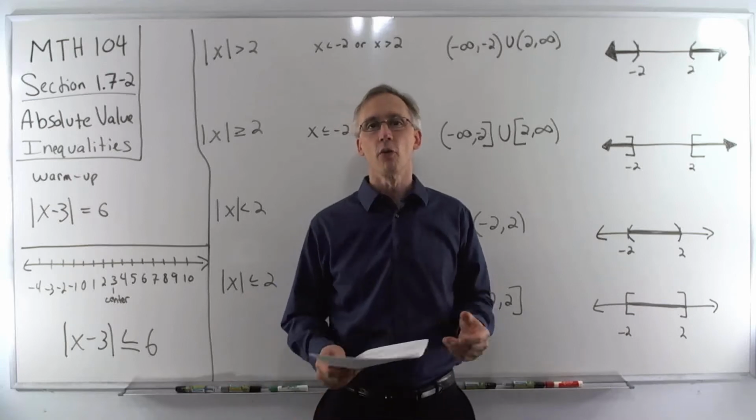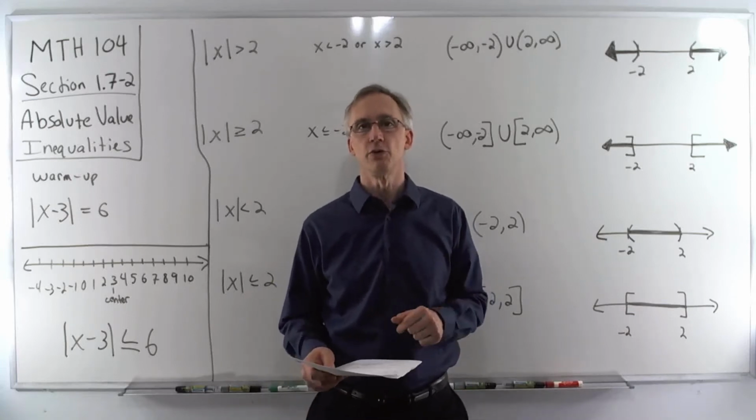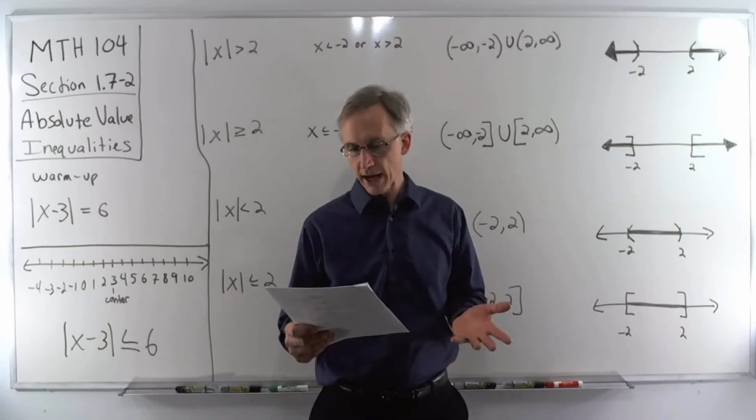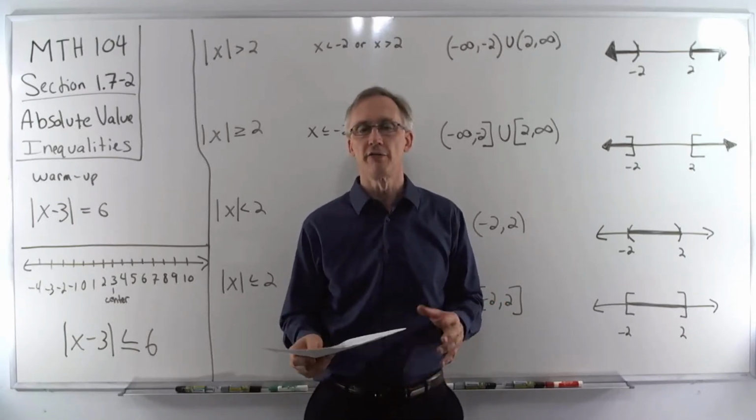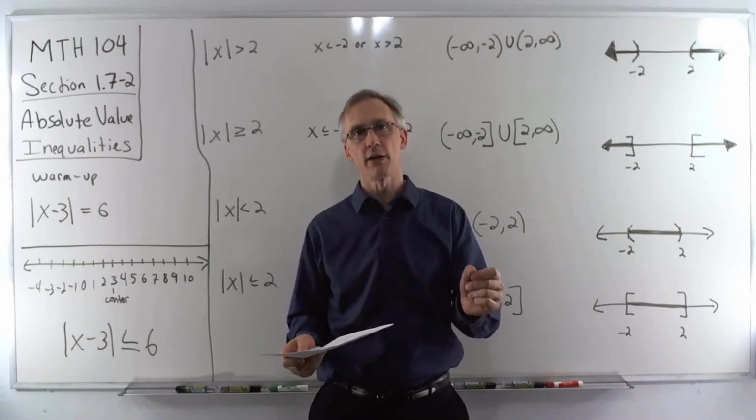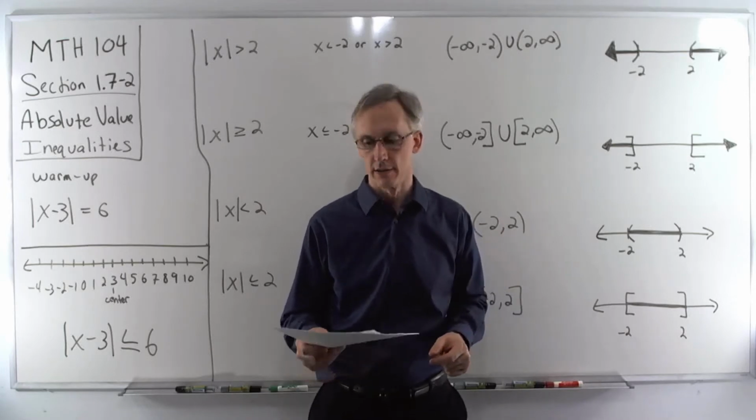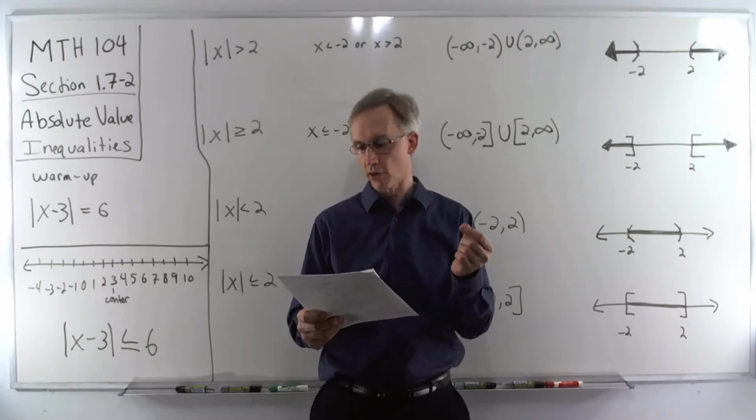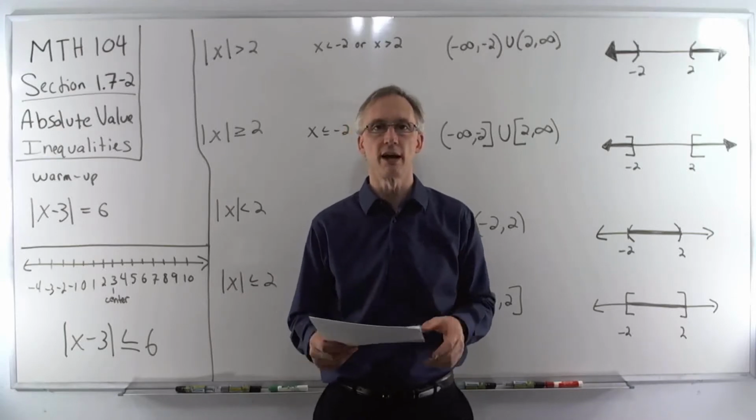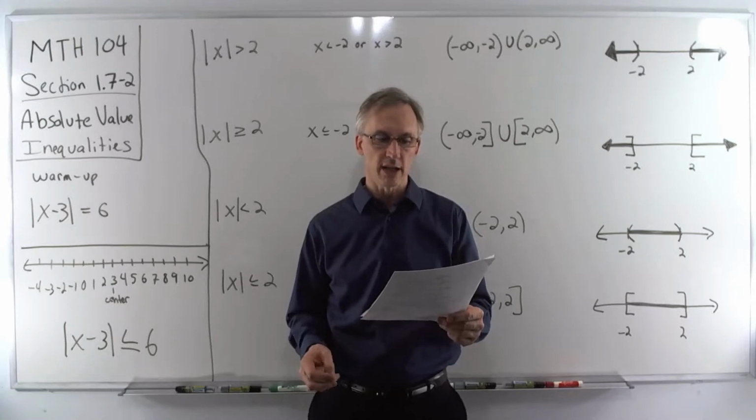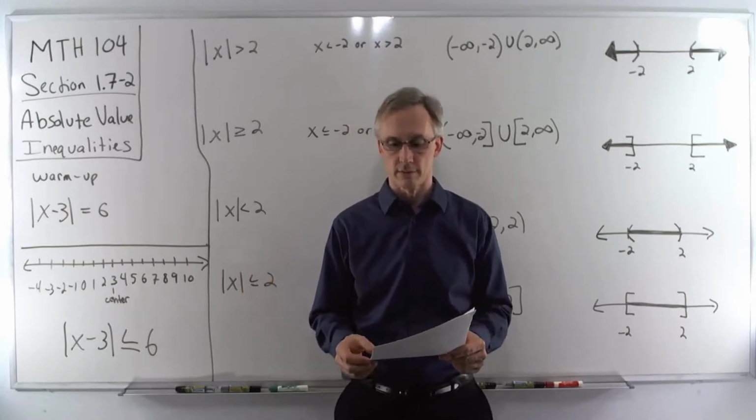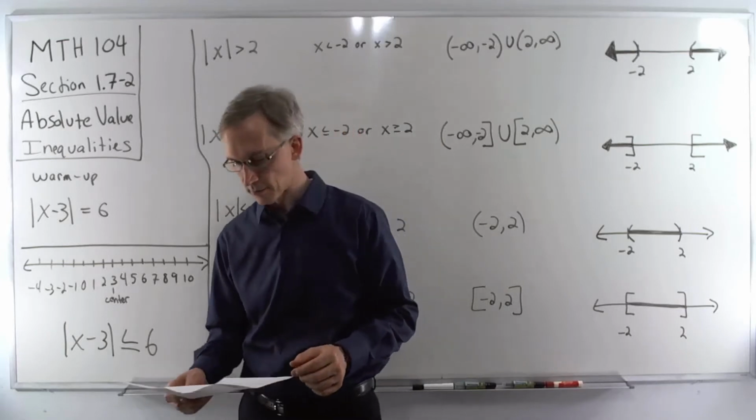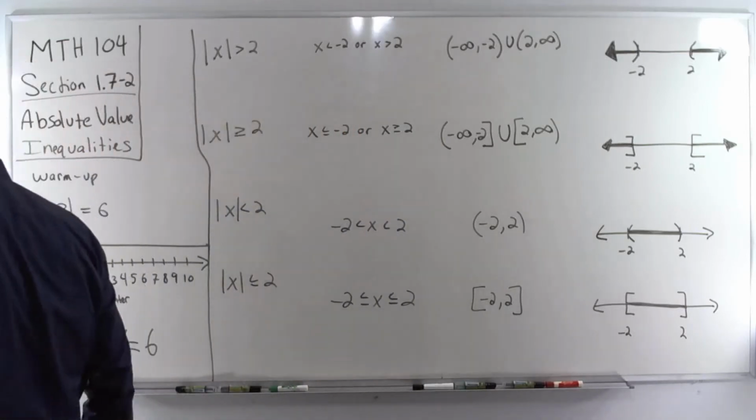Math 104, we're working on the second part of section 1.7, absolute value inequalities. When packaging food, the actual weight or volume of the contents has to be close to the amount printed on the box. So if the weight of a breakfast cereal in a box must be within 3% of the printed weight, 20 ounces, what is the acceptable range of weights? These are the types of questions we'll be able to solve at the end of this lesson. Please start with a warm-up.